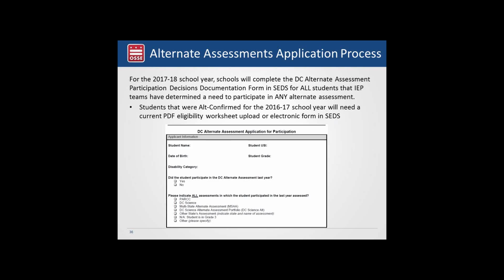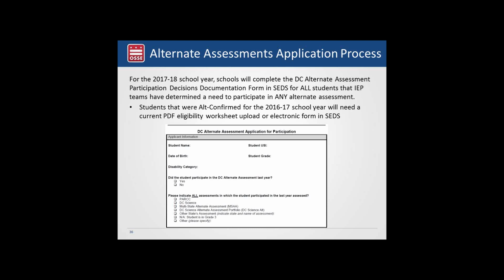So for the 2017-18 school year, schools will complete the DC Alternate Assessment Participation Decisions documentation form in SEDS for all students that IEP teams have determined a need to participate in any alternate assessment. So again, if your IEP team meets and determines that a student needs to participate in an alternate assessment, please complete the DC Alternate Assessment Participation Decision Documentation Form in SEDS.